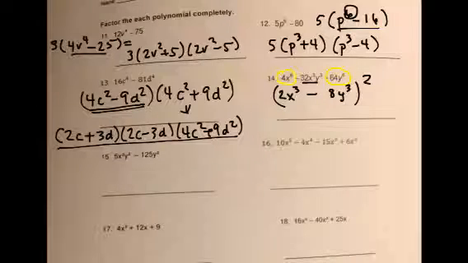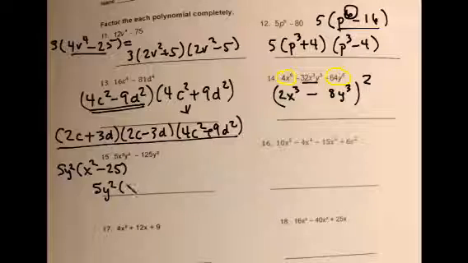Okay, number 15 has a 5y squared as a GCF, so I take it out. And so I'm left with x squared minus 25. And this is a difference of squares, so you get 5y squared, and then x plus 5 times x minus 5. And that's it. Number 16.